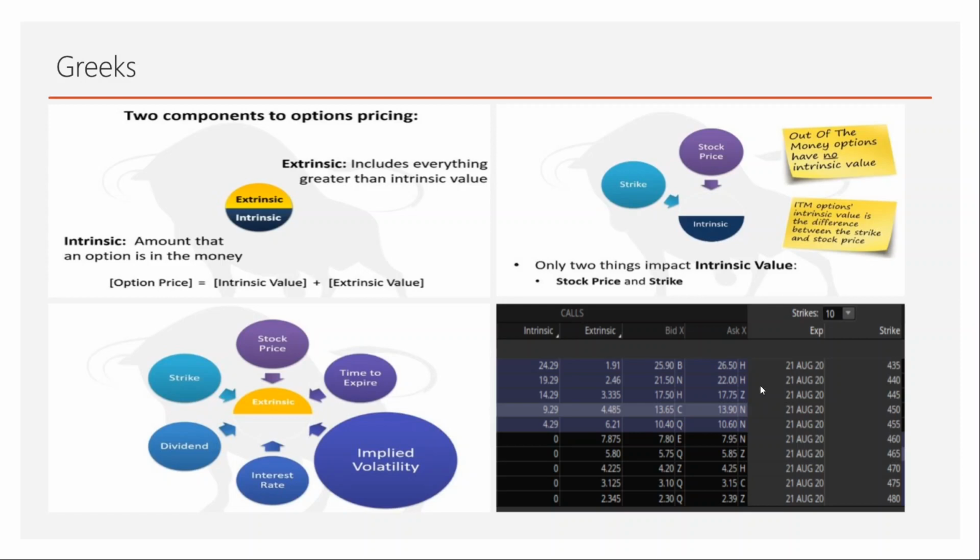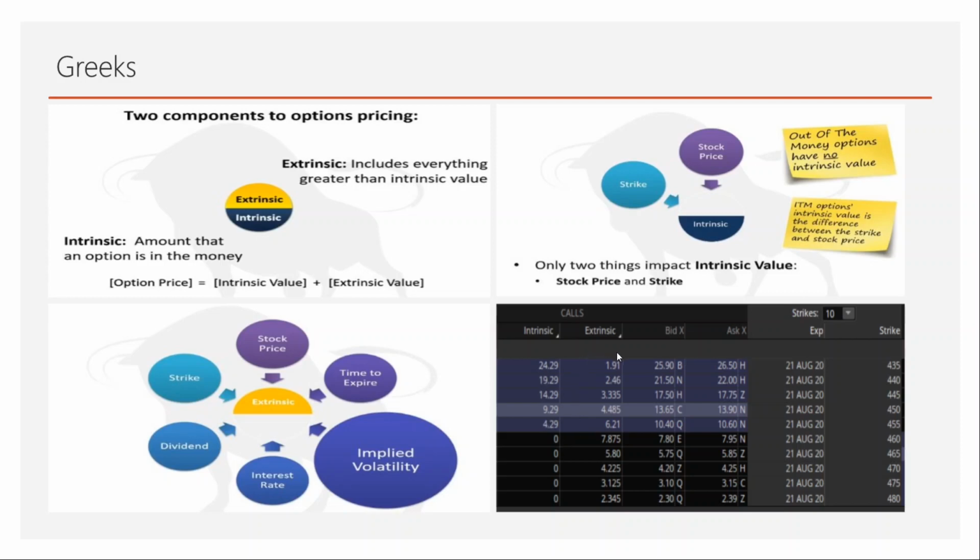As I said, when I took this screen print, Apple was trading at $459. So here you see the intrinsic value of $4.29. How is it derived? Stock price is 459, strike price is 455. 459 minus 455 is $4. Right? This is how intrinsic value is derived.